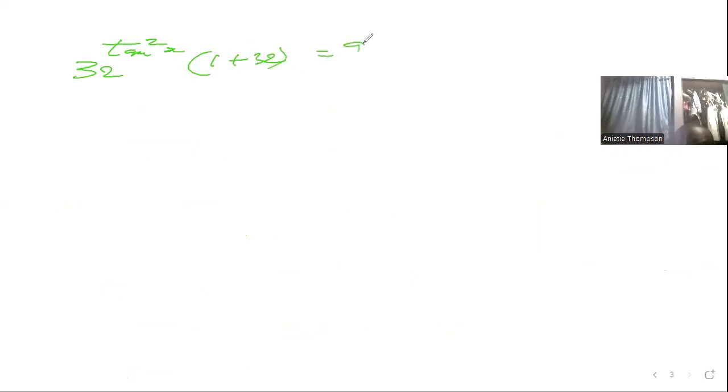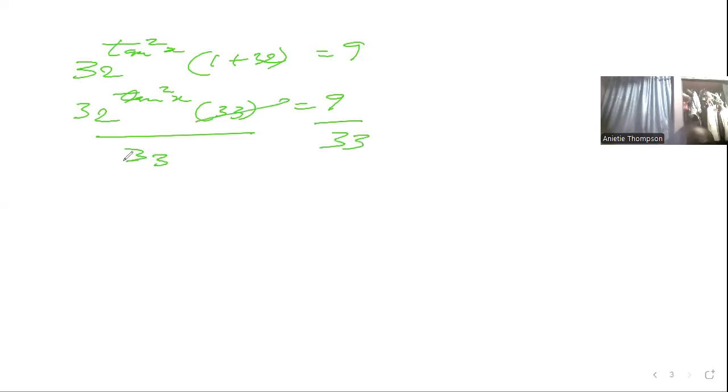That's what we got, equals 9. So now we can say 32 is power of tan square x times 33 equals 9. Now we can divide all through by this 33 to make this place stand alone. The 33 cancels 33. We have 32 raised to the power of tan square x equals, we can reduce this fraction, 3 compared to 3, 3 compared to 11. So you have 3 over 11.